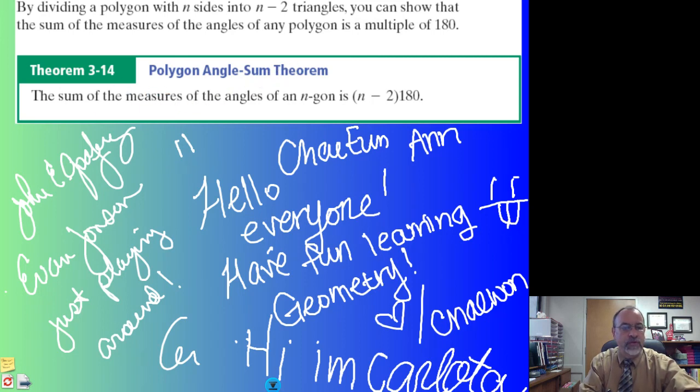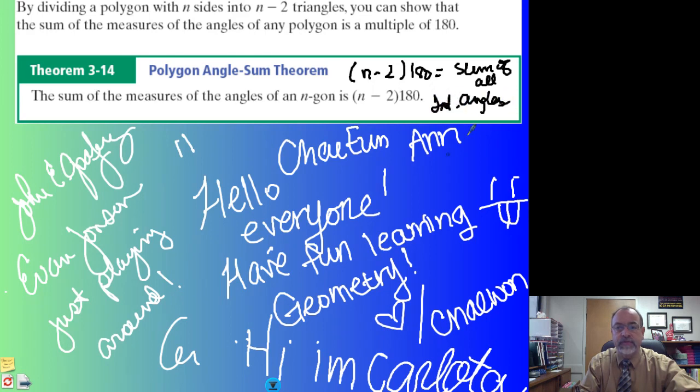If you know the number of sides in a polygon, all you need to do is take the number of sides, subtract 2 from it, multiply it by 180, and that will tell you what all the angles inside any polygon add up to. And again, we're all about relationships. So knowing this little equation, and this really is simply just an equation, n minus 2 times 180 equals the sum of all interior angles. It's important to make that interior angles.